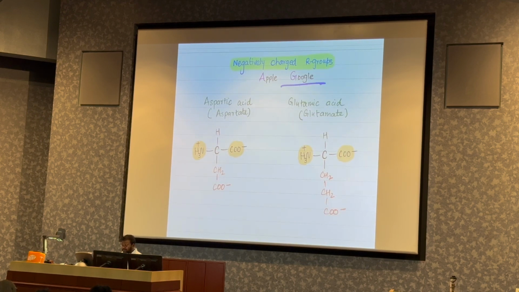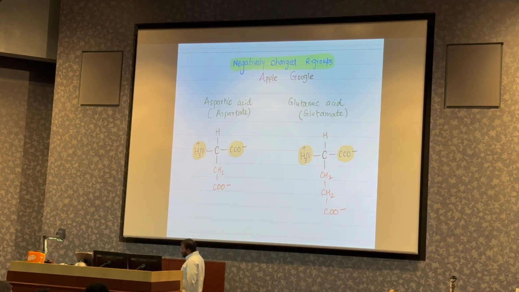The next we have left is negatively charged or acidic amino acids. Okay, we just have two, aspartic acid and glutamic acid, or aspartate or glutamate, Apple or Google. Okay, do you remember the asparagine and glutamine? Anyone who remembers asparagine and glutamine? Asparagine has one CH2 and then CONH2. Remember, we have amide group in common, and then we have one CH2, and then glutamine we have two CH2 and then CONH2, which is amide group.